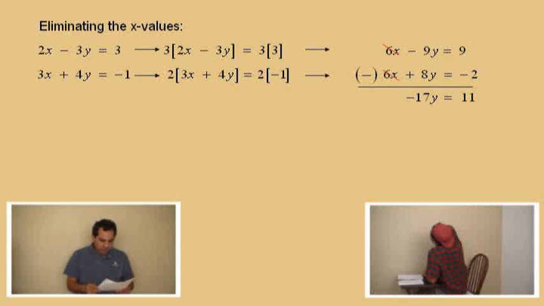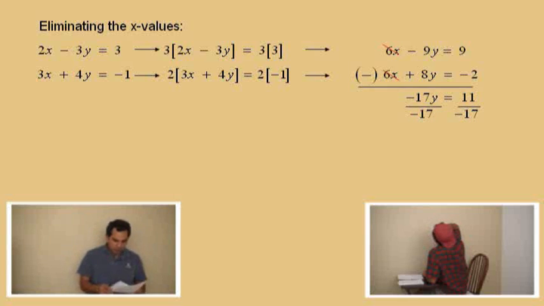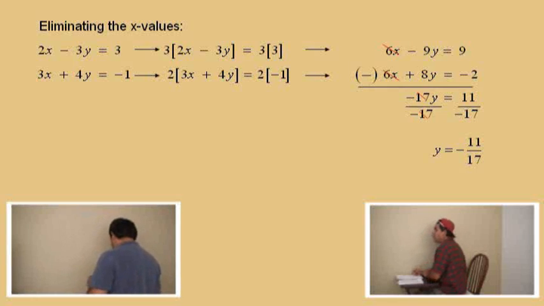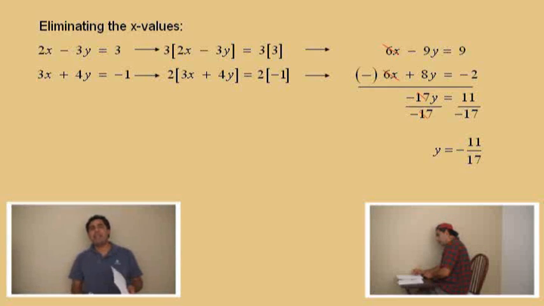Now we got to solve for y. Okay, so we divide both sides by what, Charlie? -17. -17. So what does y equal, Charlie? -11/17. -11/17, very nice. Okay, so with that we eliminated the x values, which gave us the y value. Now again, you can plug the y value into one of your equations and solve for x.